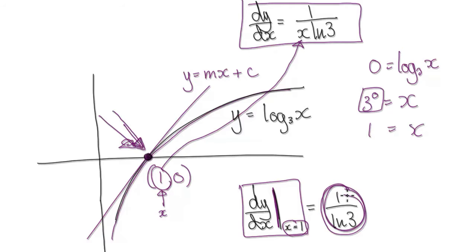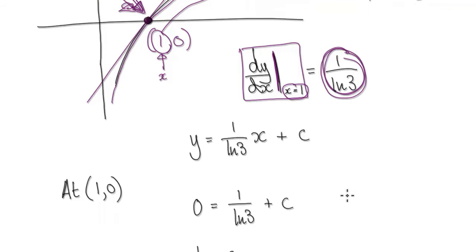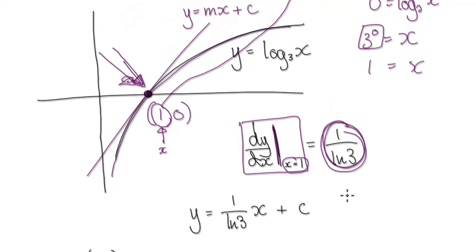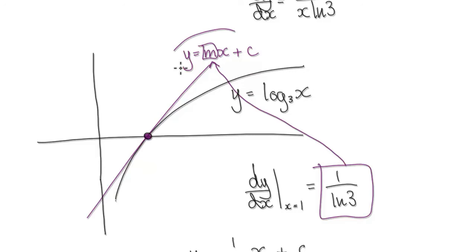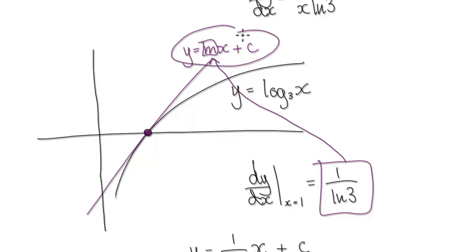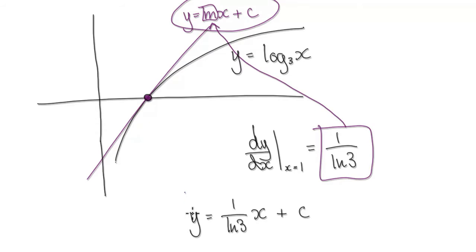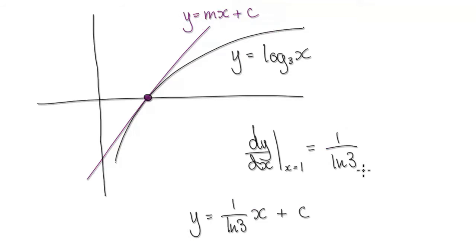So now that we know the gradient at that precise point, we can put this into the m here. So this thing here will then become this. Now it's just a matter of working out c. To work out c, select one point on the line. Well, we know one point. We know this point here. This is 1, 0.